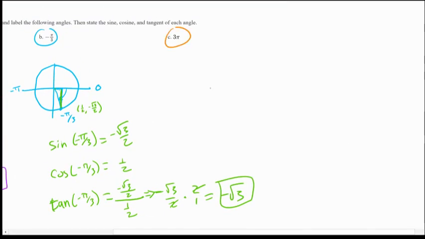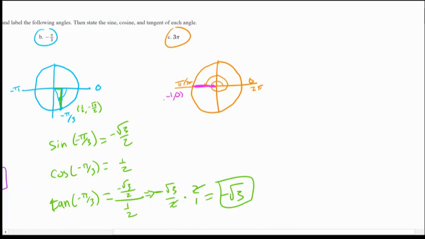Last one here is 3 pi, so I draw my unit circle. I know this is 0 pi. This would be pi. Then I'm going all the way around. That would be 2 pi, and then now that's also 3 pi. Because I go one full circle, which is 2 pi, and then an extra pi here, which lands right on this spot right here. And so my x value of that would be negative 1.